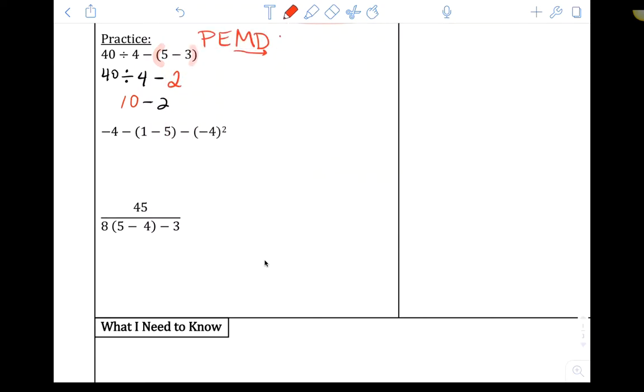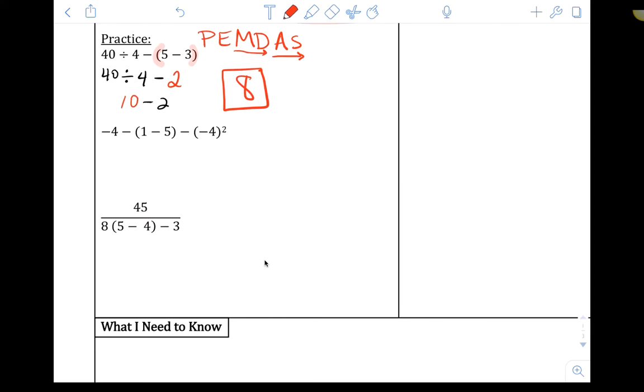In PEMDAS, the last two operations that we'll take care of is adding and subtracting, but you'll do those in the order they come in the expression when you read it left to right. So when I read this one left to right, it's 10 minus 2. Well, 10 minus 2 is 8. So that's our final simplified expression.